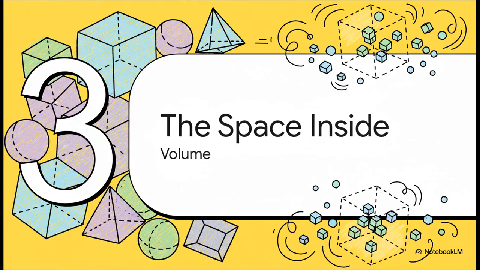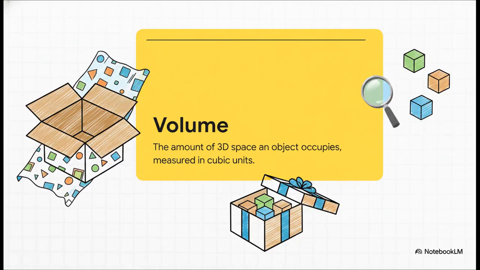Okay. So we've covered the outside of a 3D shape with surface area. Now it's time to dive inside and figure out what's going on in there. It's time to talk about volume. So if surface area was the wrapping paper, then volume is all about how much stuff you can actually pack inside the box. It's the total amount of 3D space an object fills up. And instead of using square units, now we're talking about cubic units, like cubic inches or cubic centimeters.